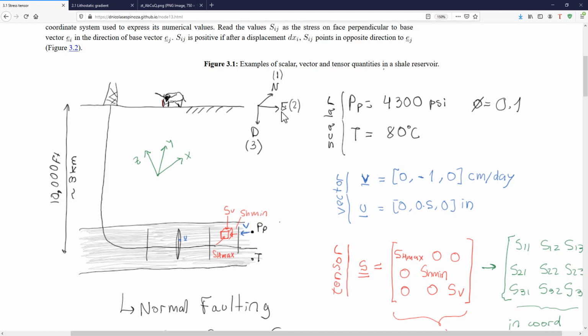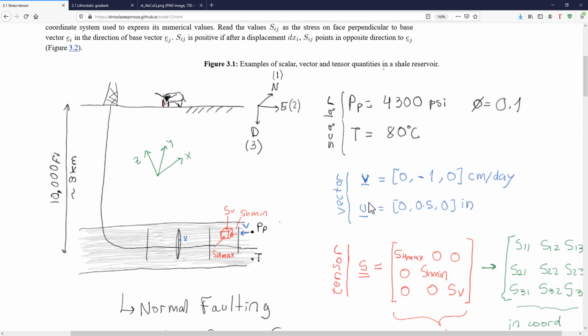So when I write this vector with three values, it's going to be 0 in the direction of the north, -1 in the direction of the east because it's going against the direction of the base element, and 0 in the direction of depth or down because it's not moving up and down. So you can see that with these vectorial quantities, we need these three numbers to fully define the vector in a three-dimensional space.